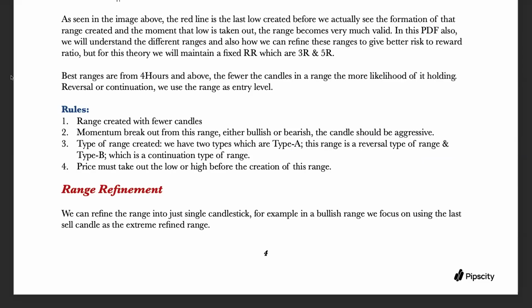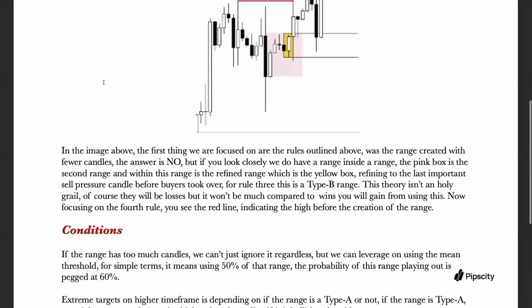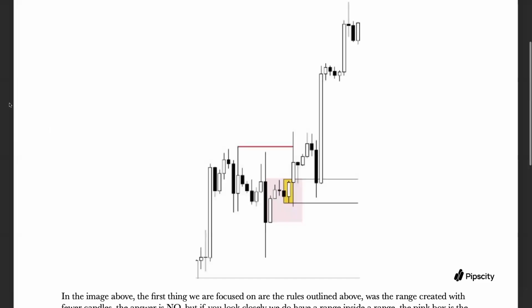We can refine the range into just single candlesticks. For example, in a bullish range, we focus on using the last sell candle as the extreme range. So if we scroll up, look at this. We do have this as our range, right? Market creating choppy movements, and then this is the first attempt to break that range. Ideally, is this a clear shift in the market? No, but that's the first attempt to take out the range.